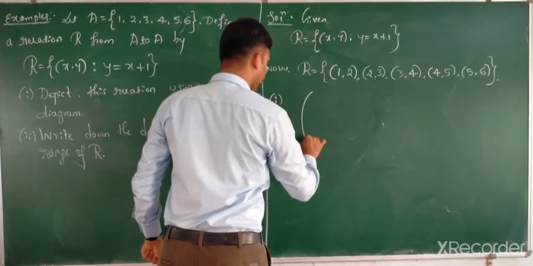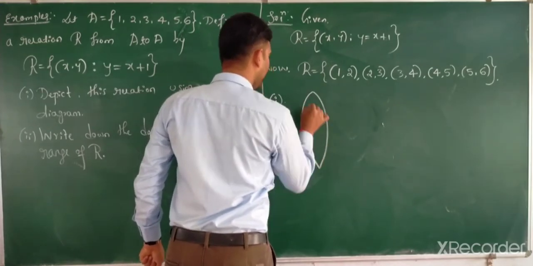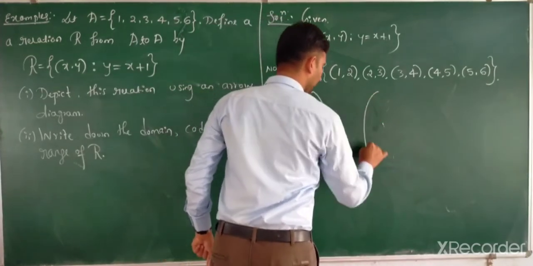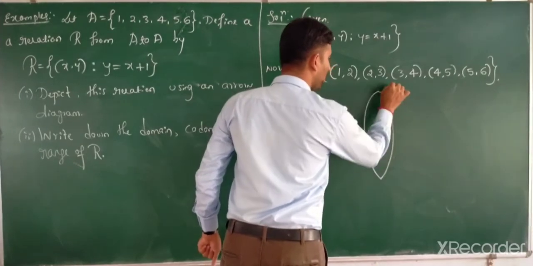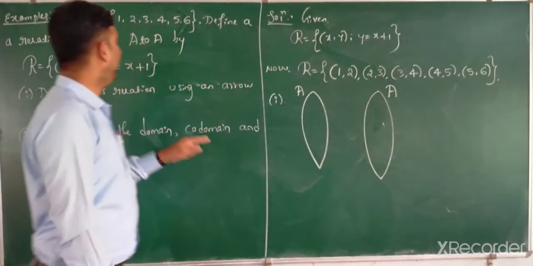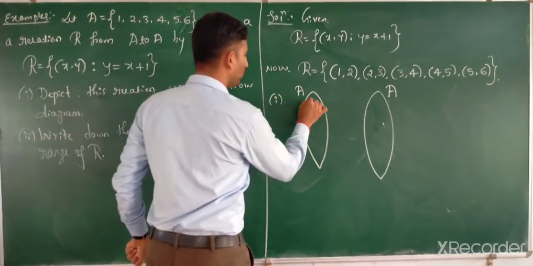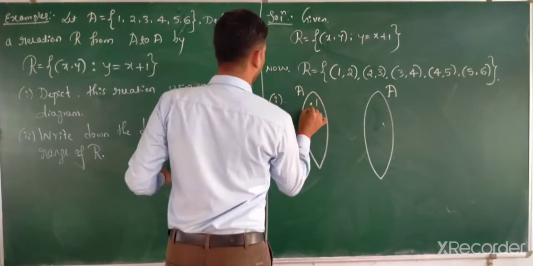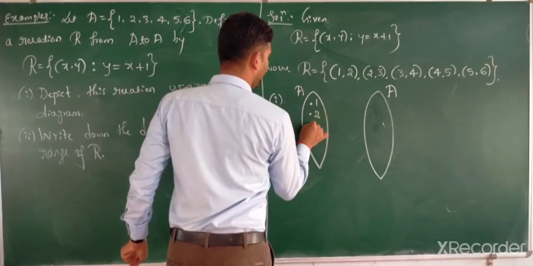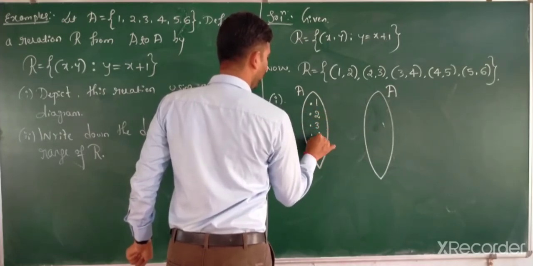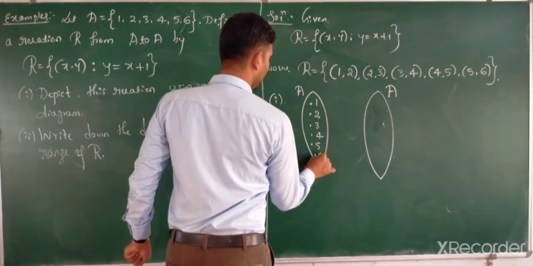I will write here A. Another set is also A, right? Because the relation is from A to A. Then what are the values? Here there will be 1, here there will be 2, here there will be 3, 4, 5, 6.